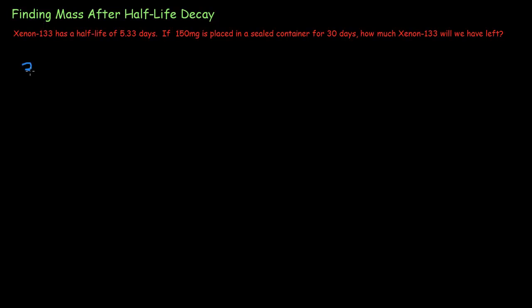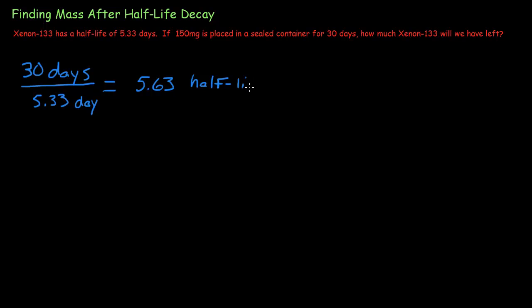So we're going to start off with 30 days, and you get 5.33, which is our half-life. So that'll tell us how many half-lives are in 30 days. And that's going to give us 5.63 half-lives.